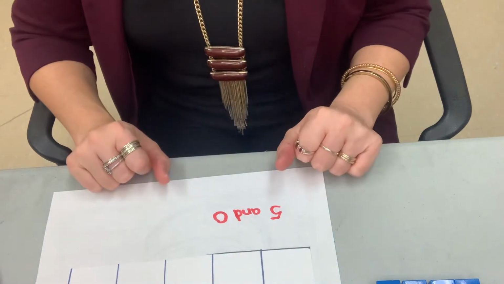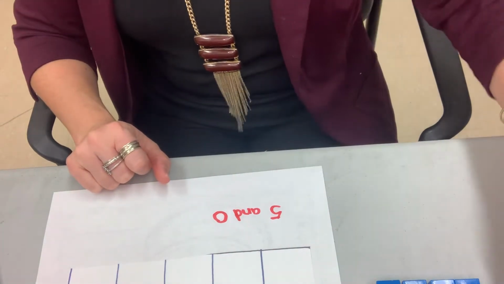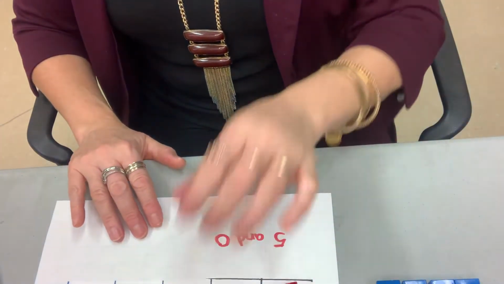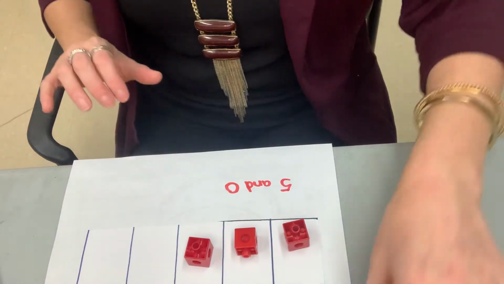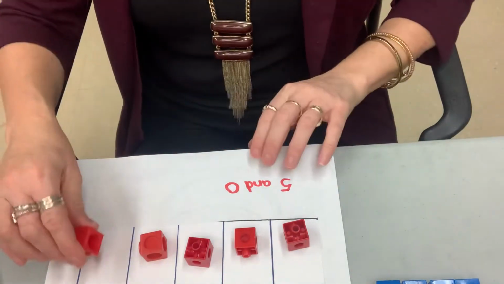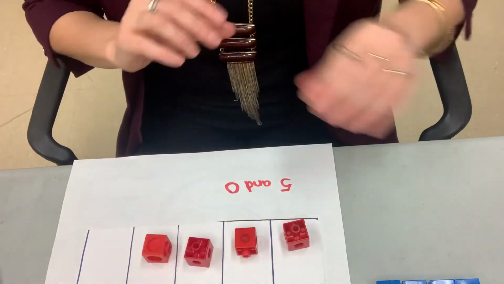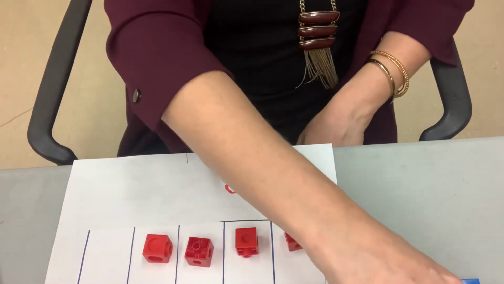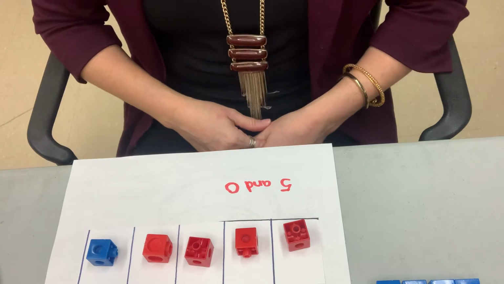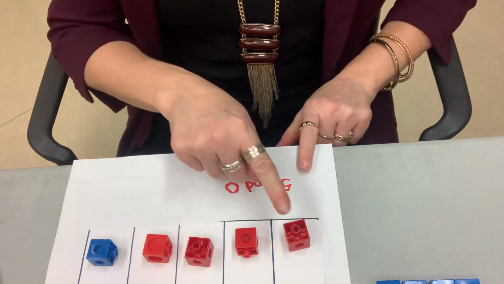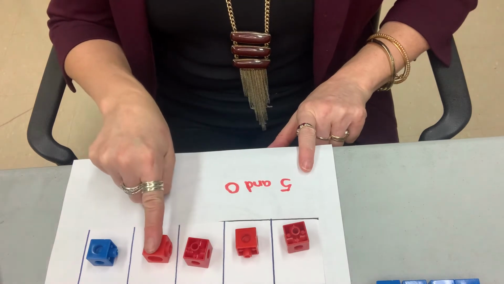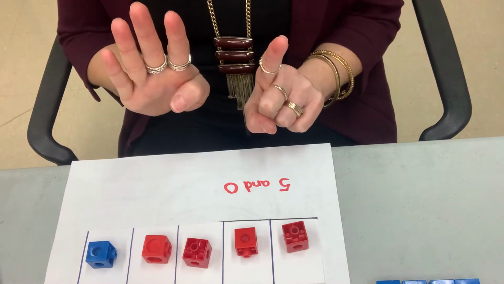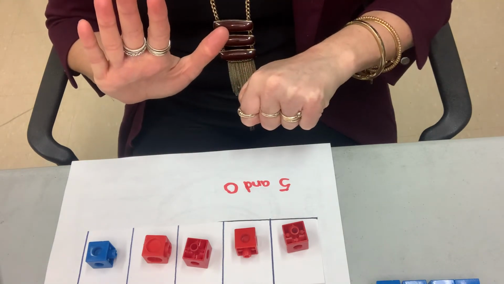Okay, now I am going to put 4 on. 1, 2, 3, sorry, I have to keep moving it here. 4, oh, I only wanted 4. 4 red cubes. Now we have a problem. We have one missing. So I'm going to put a blue cube. So another way of making 5 is 1, 2, 3, 4 red and 1 blue. So 4 and 1 make 5. And 5 and 0 make 5.